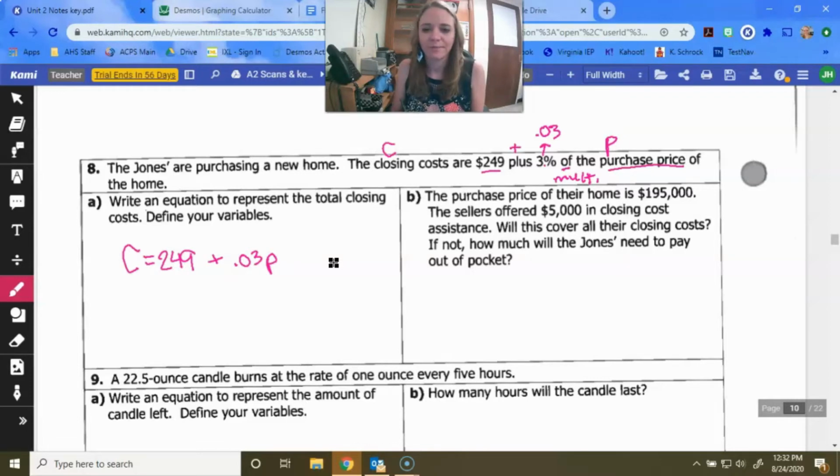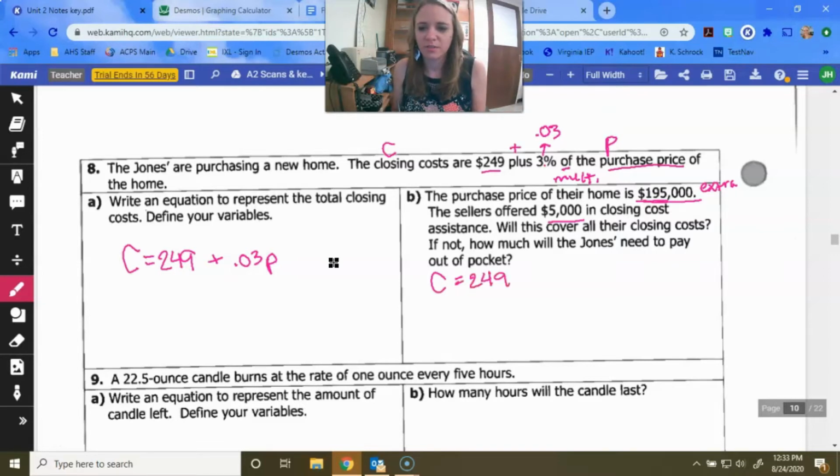Yep, here you go. All right, now let's see what happens with the Joneses. The purchase price of their home is $195,000. And the sellers offered $5,000 in closing costs. Remember, this equation we made only has to do with closing costs. So this is something else. This is extra. The sellers offered $5,000 in closing costs. Will this cover all their closing costs? If not, how much will the Joneses need to pay out of pocket? So we're going to use the formula and see how it works out.